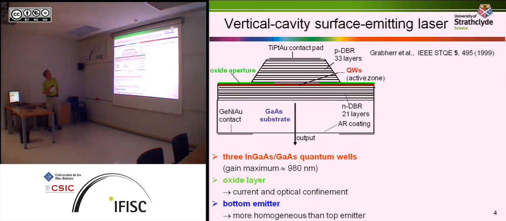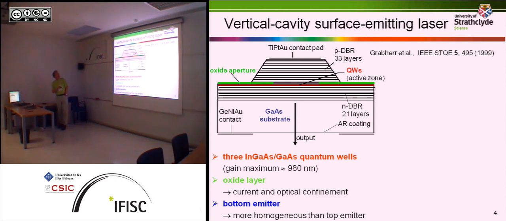Okay, so these are the devices we are looking at in this talk. They are called vertical cavity surface-emitting lasers, vertical cavity because the growth of the semiconductor is in this direction, and the gain medium are a few semiconductor quantum wells, which are very thin. They're indicated in red here. And the emission is orthogonal to this gain medium, in the direction of the epitaxial growth.